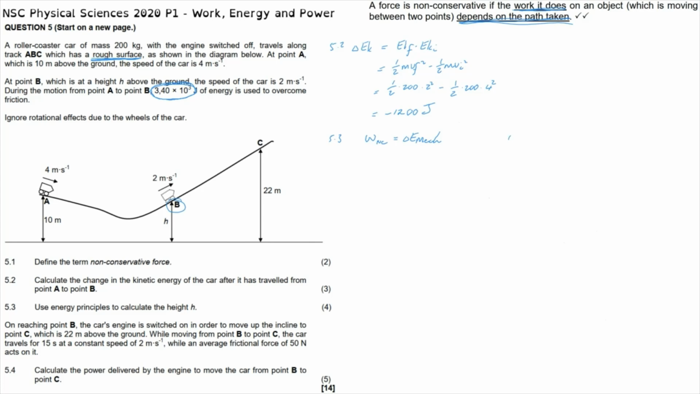We could also use the work energy theorem that says that the net work done on this object is equal to this object's change in kinetic energy. Again, either solution would be correct, either solution would get the marks. I'm going to use the first formula here, work done by the non-conservative force.